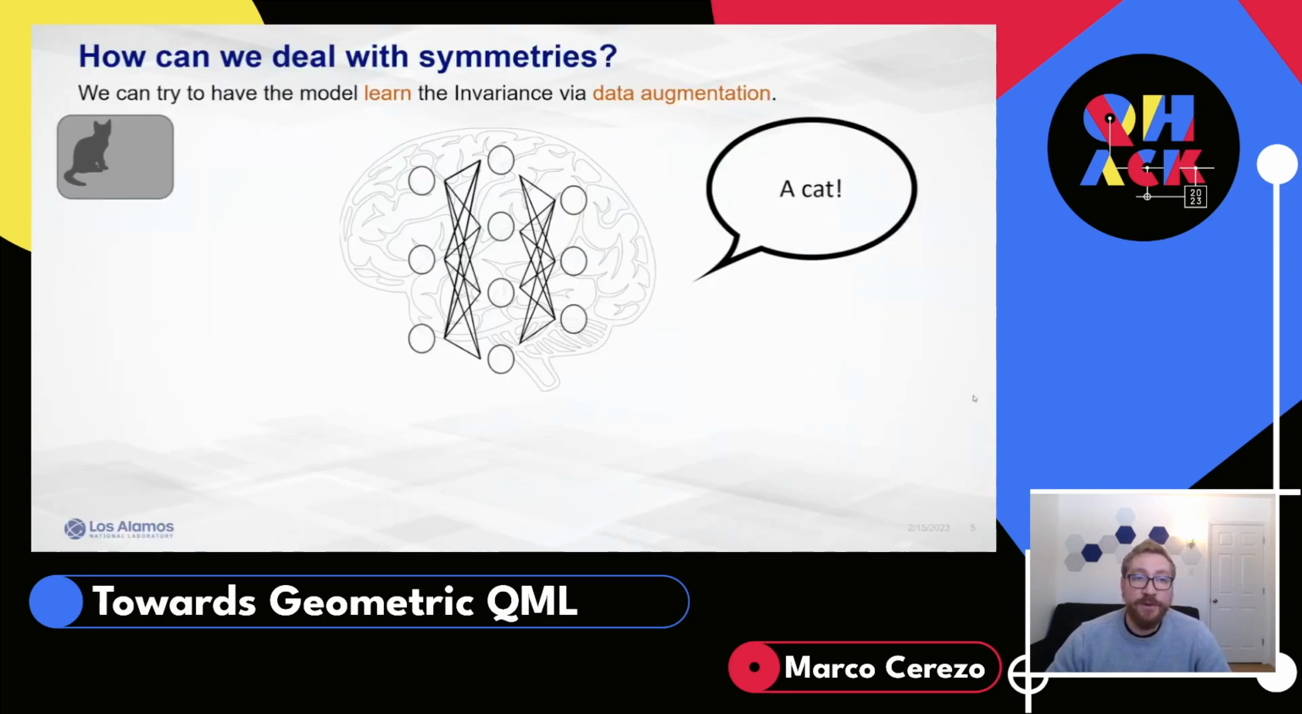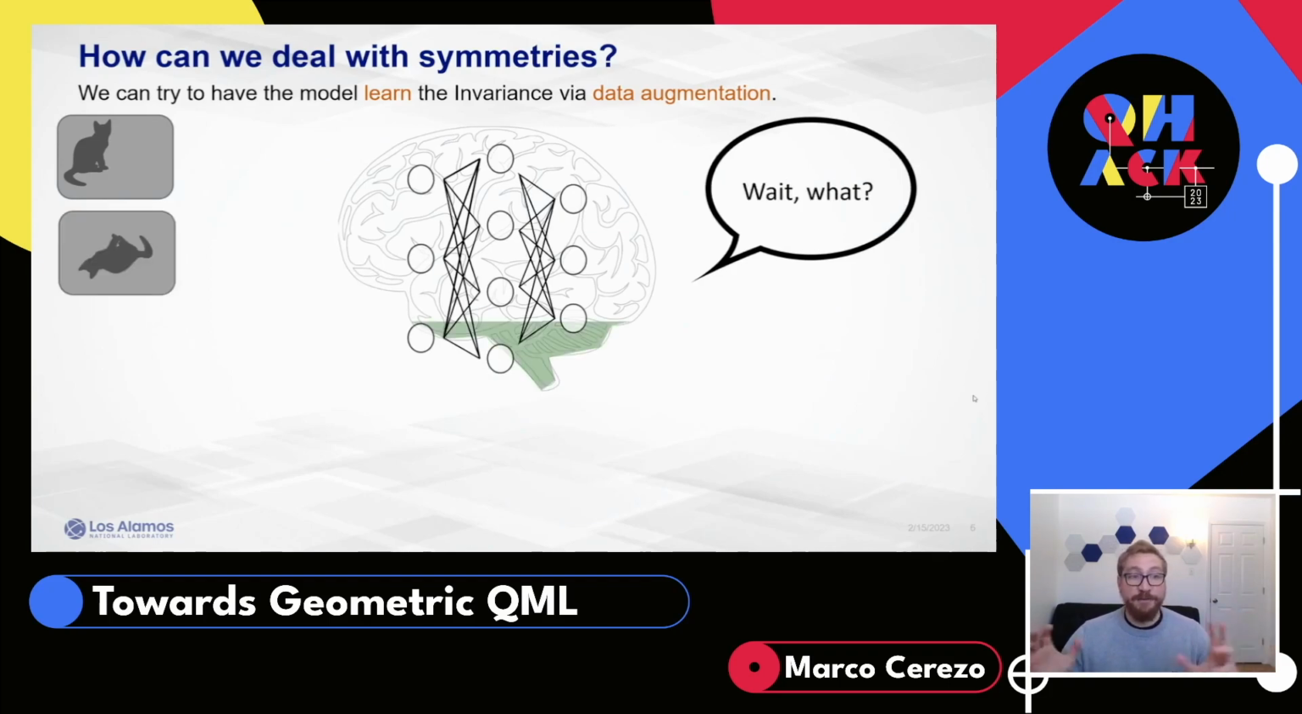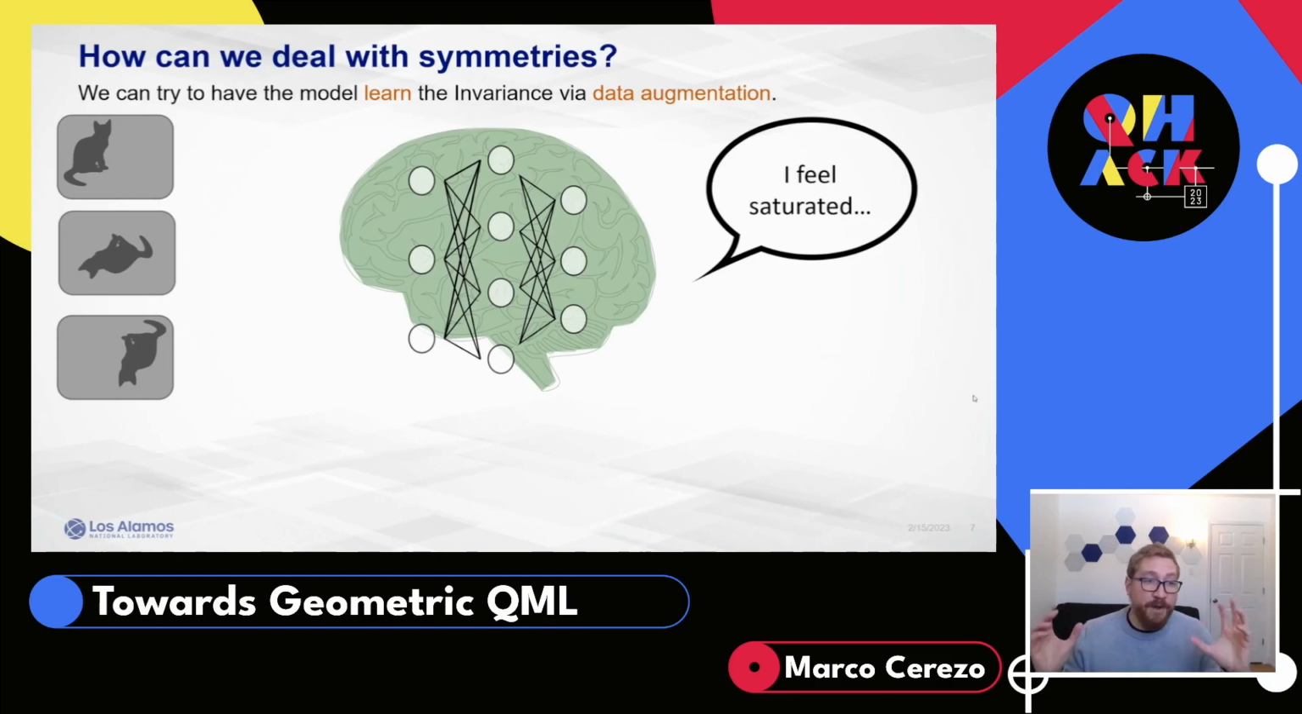So one thing that you can do is try to have your model learn this invariance via what is called data augmentation, which is just, okay, there's a picture of a cat, I give it to my model, it gives an accurate prediction. Then I give it a rotated picture of a cat, it might be confused, it might have to learn that this is also a cat, and I might have to give it a bunch of pictures of cats rotated in different ways. But the problem is that now the model might just be saturated, it might not have enough capacity because we're just giving it so many pictures of the same cat that is just roto-translated.